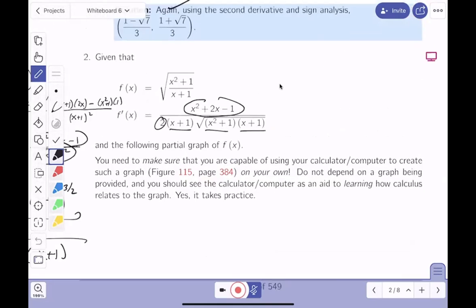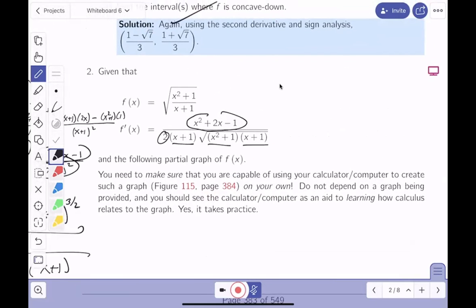What's the domain of the problem? How do I do that? Oh, it's back in 119. How do I do that? Well, I'm looking at the function and the radicand.